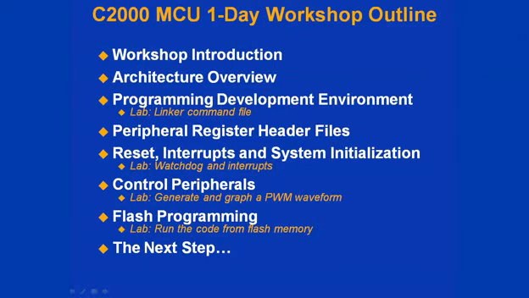The outline for this workshop starts with an introduction covering the materials required and provides a brief overview of the C2000 product family. Next, we will look at the architectural details and discuss the block diagram, memory map, and peripherals. From there, we will move to the programming development environment and gain the basic skills needed to use Code Composer Studio, as well as learn about a linker command file. Then, we will have a lab exercise to practice the skills learned thus far. We will follow this with the peripheral register header files. At this point, we have covered the basic foundation.